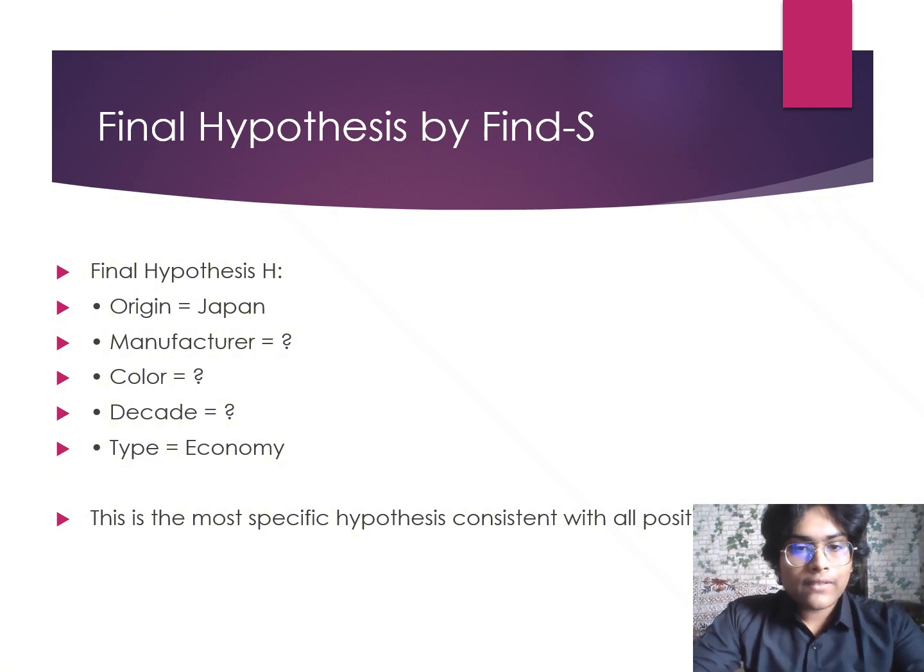Here we can see the final hypothesis H: origin Japan, manufacturer a question mark, color a question mark because it doesn't match the previous example, decade also a question mark, and type economy. This is the most specific hypothesis consistent with all positive examples.